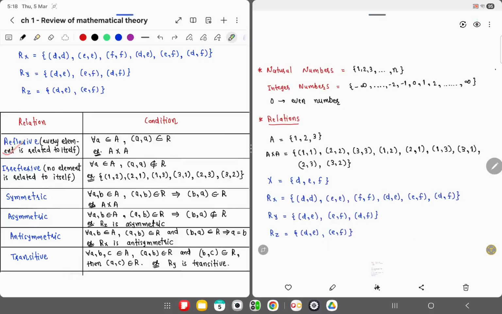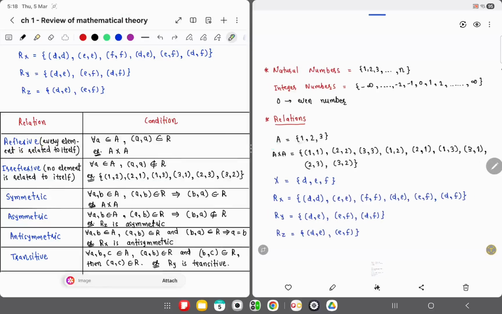First is reflexive. What is reflexive? Every element is related to itself. That means reflexive relation. Now we will see one example so you can understand what is reflexive relation. For the set A, which contains 1, 2 and 3, what we can say, is it reflexive or not?